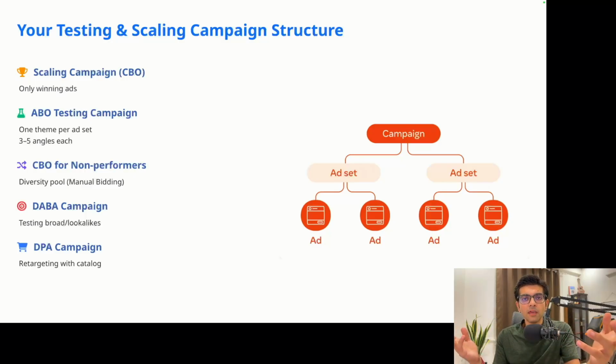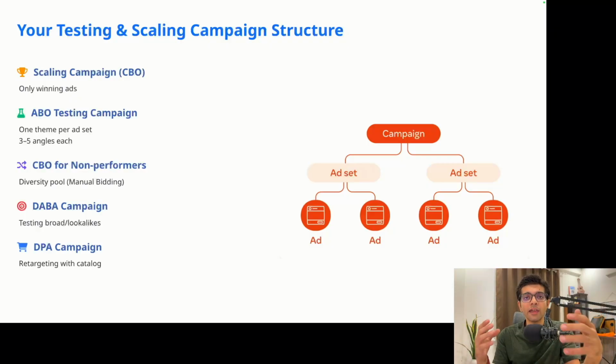Let's say the CPA that I'm happy with is around $40. So I will put a cost cap of $40 and put all those non-performing assets over there. In case they spend, they will be spending to get a CPA of $40, or else they won't spend. What this does is add to the diversity pool, because all the winners will be put in the scaling campaign, and that's the campaign that you keep pushing the budgets on.